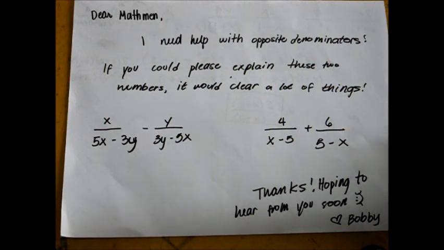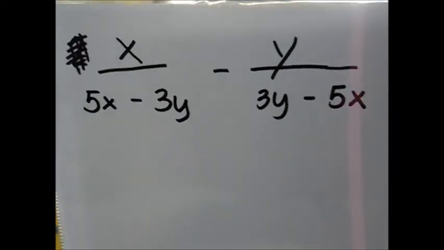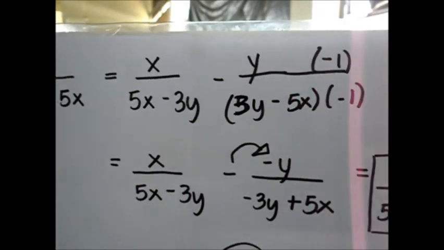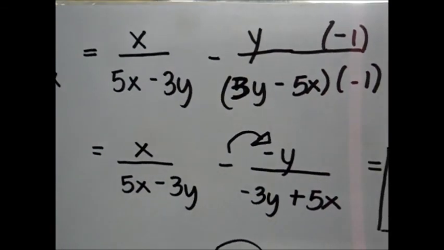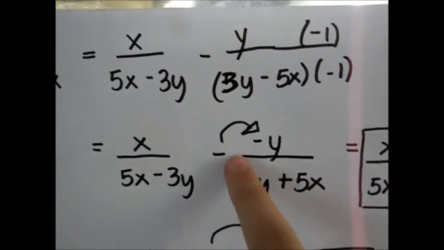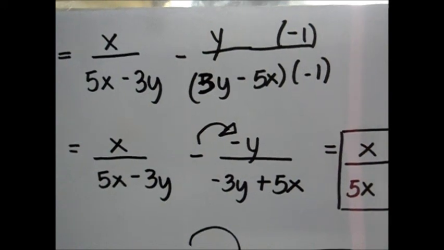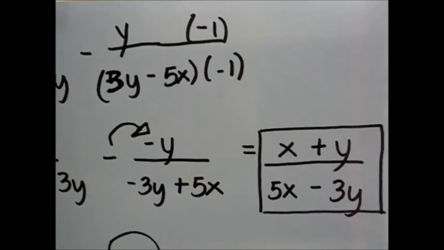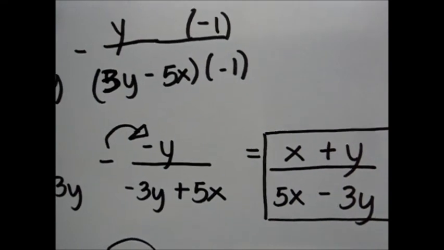Since these two numbers have opposite denominators, it's not that hard to do. First, put a negative 1 on the second term on both the numerator and denominator. And afterwards, distribute it, and so number 1 will become x over 5x minus 3y minus negative y over negative 3y plus 5x, and will equal x plus y over 5x minus 3y. It's x plus y because the negative symbol is distributed.